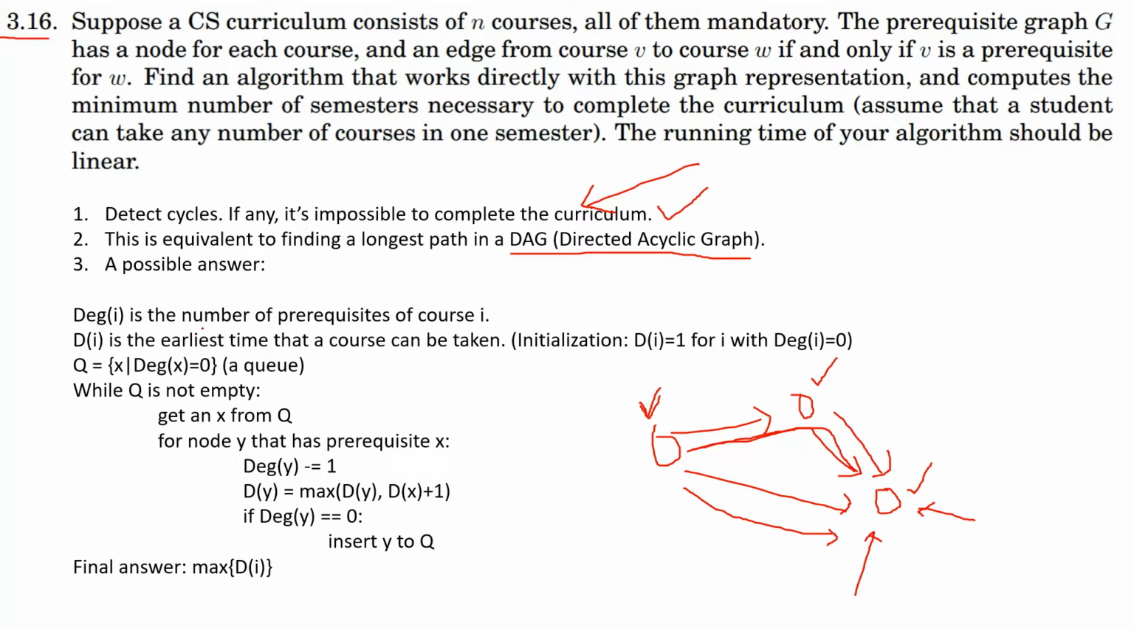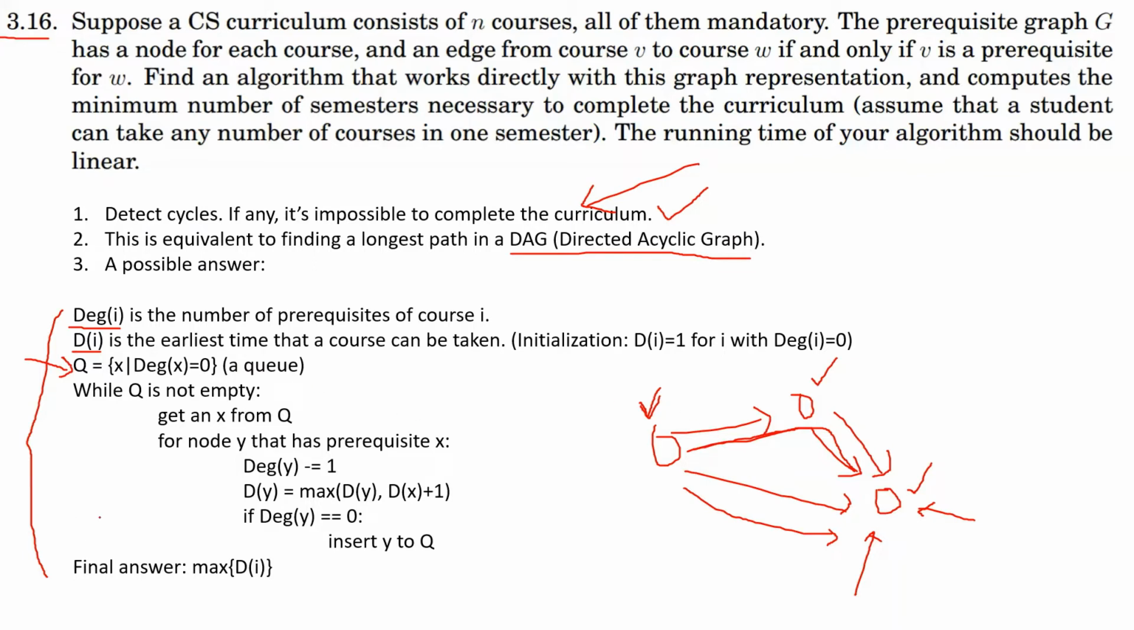Okay, and here is a possible way to compute the longest path. There's many other ways, and any of that is okay as long as they run in linear time. Here, degree is the number of prerequisites of course i, and d_i, we use d_i to record the earliest time that a course can be taken. And we use a queue to store all the courses with degree 0, which means we can take them immediately.